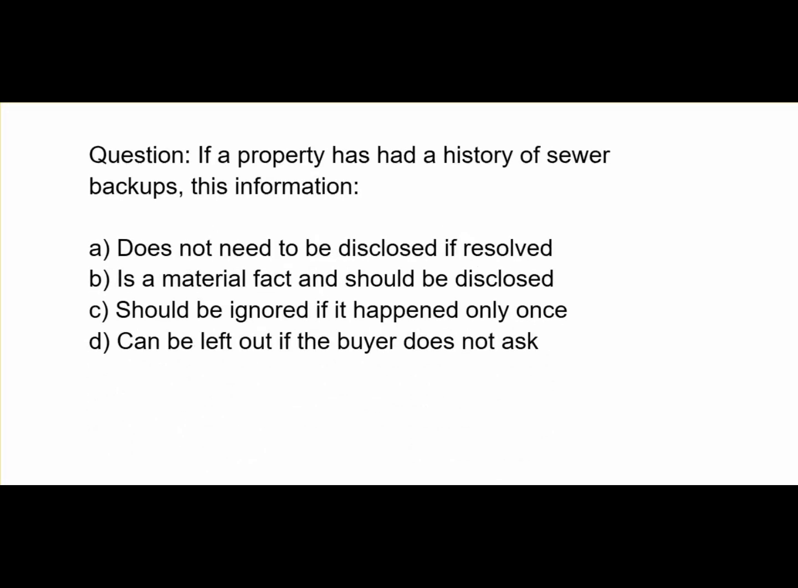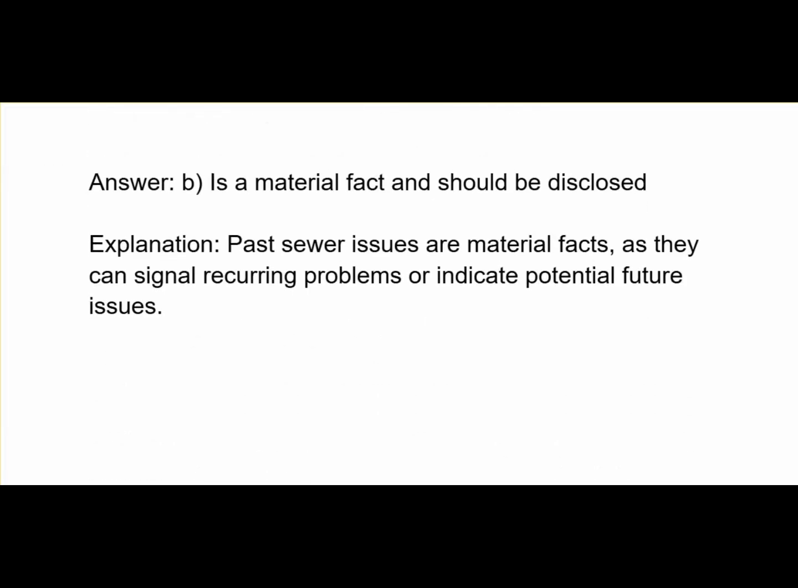If a property has had a history of sewer backups, this information, A, does not need to be disclosed if resolved, B, is a material fact and should be disclosed, C, should be ignored if it happened only once, D, can be left out if the buyer does not ask. B, is a material fact and should be disclosed. Past sewer issues are material facts as they can signal recurring problems or indicate potential future issues.